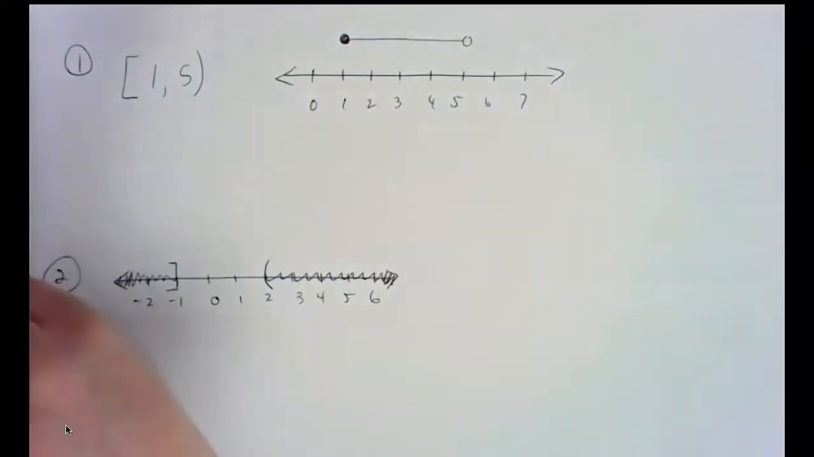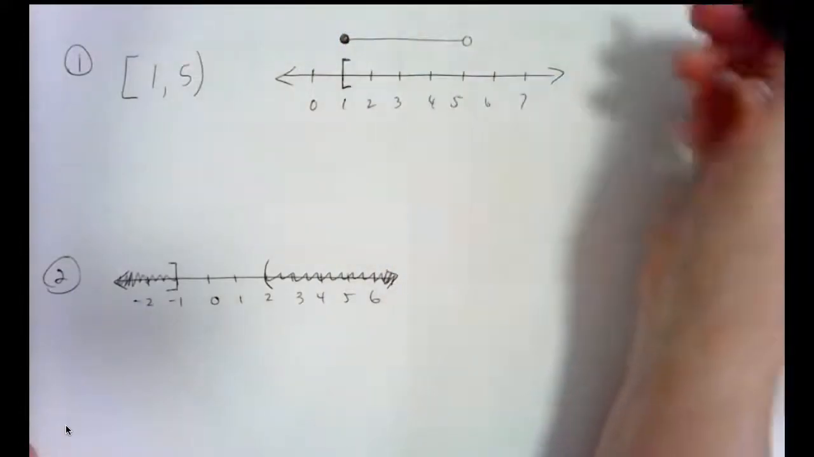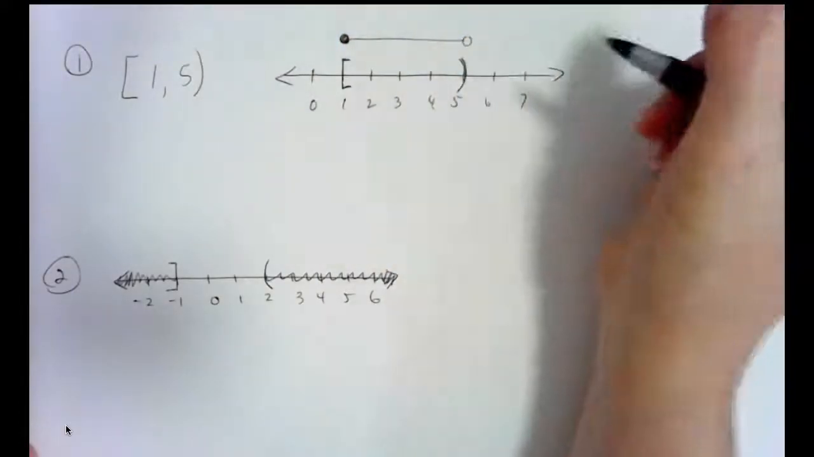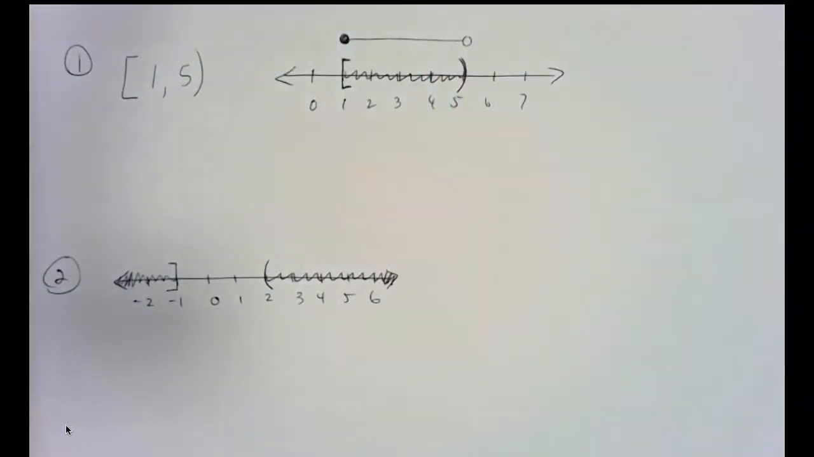way to show it. Another way to show it is what you're going to see in Math Lab, which would be to put the bracket directly on the number line and the parenthesis directly on the number line, and then shade in between. That's an intersection of two sets.